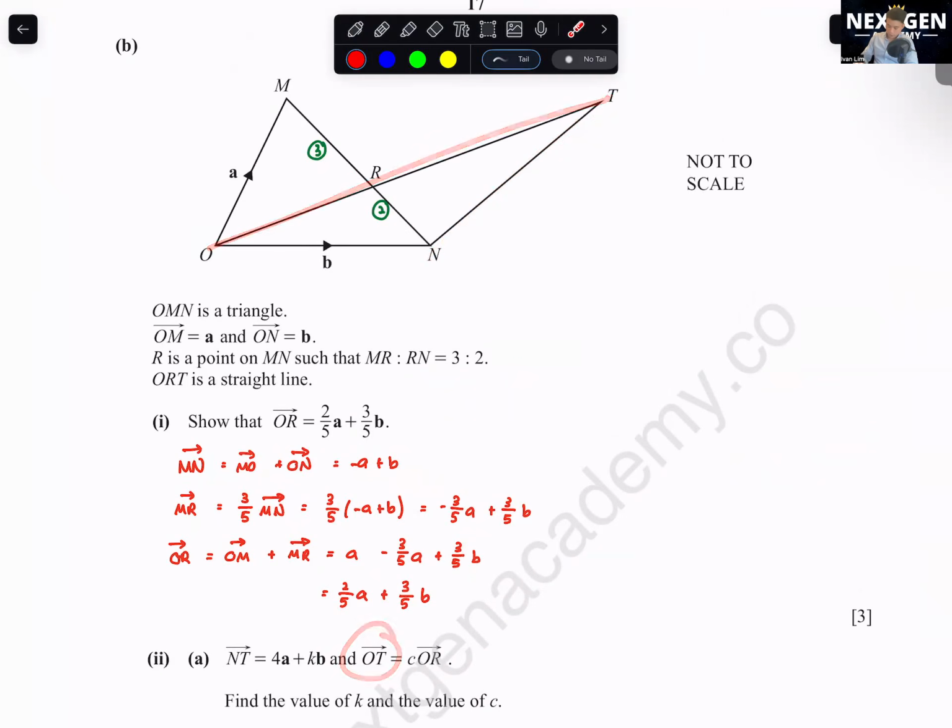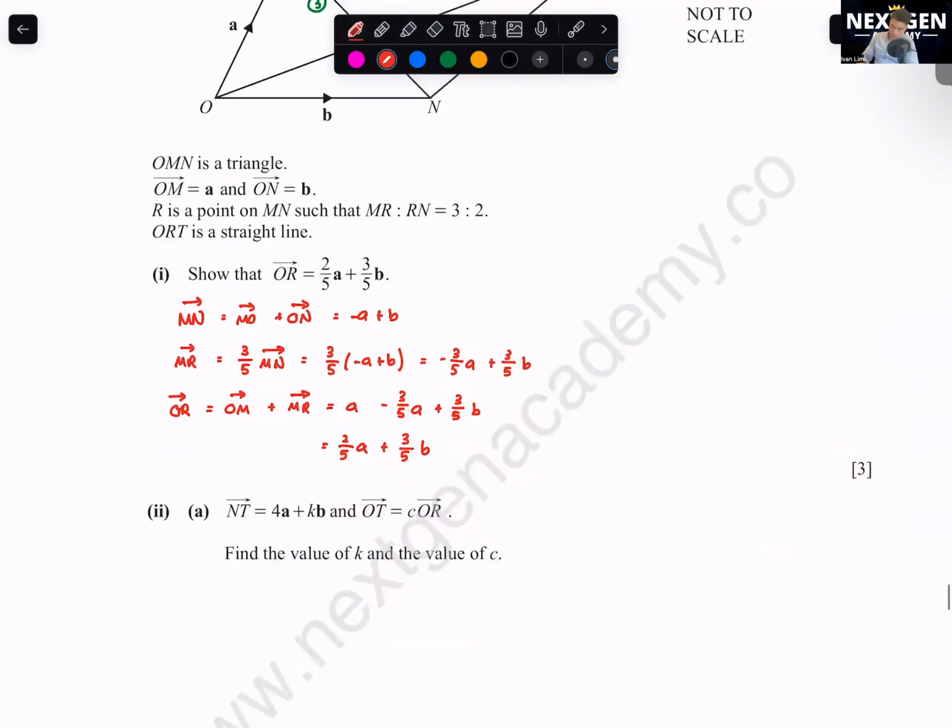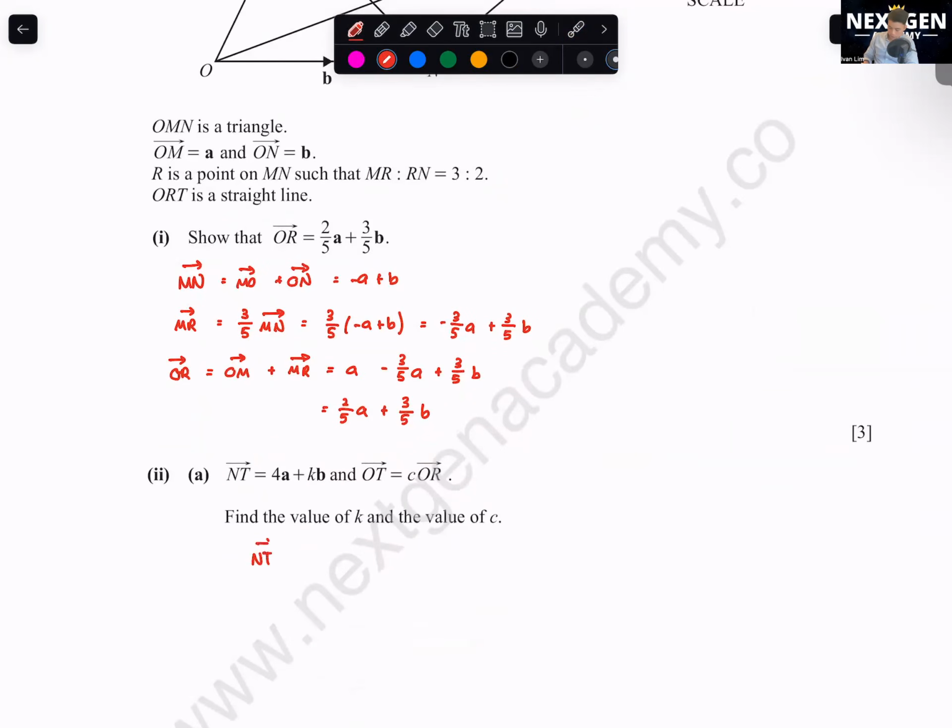Okay, so what can I make sense of this? Can I say that NT is NO plus OT? Okay, so I can connect these two together. That is what I want to connect. So NT, we write down first. NT, according to the diagram, is NO plus OT.